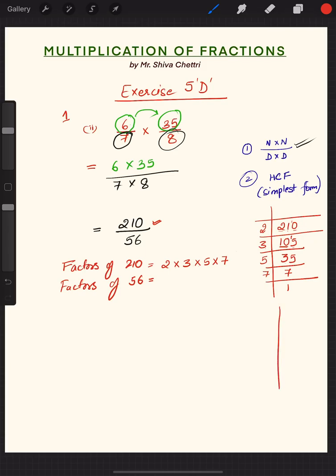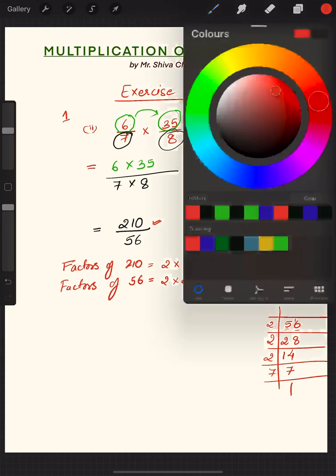Similarly for 56, the number in the unit place is 6, that is an even number, so it can be divided by 2. 2 cannot divide 5, but it can go nearest to 5. That is 2 2s are 4, left over 1. That is 16. 2 8s are 16. 2 1s are 2. 2 4s are 8. 2 7s are 14. So that is 2 multiplied by 2 multiplied by 2 multiplied by 7. So now the very important step.